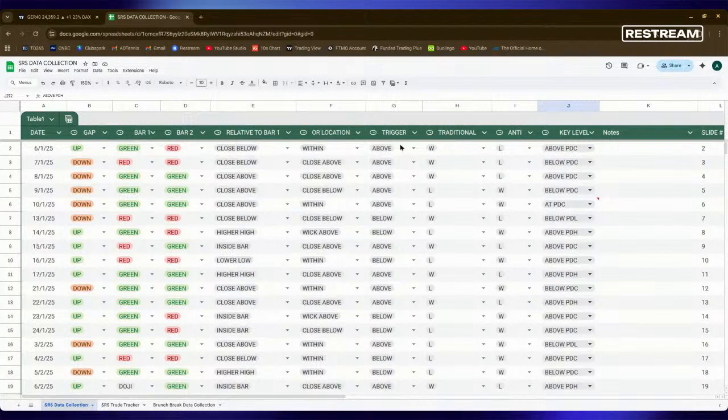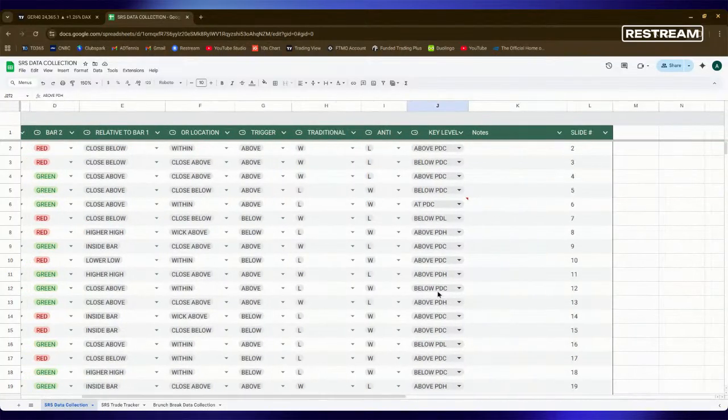Where school run triggers, whether it's above or below the second 15-minute candle, and whether the traditional school run or the anti-school run won, lost, or was break even. Traditional is buy above, sell below, and the anti is the opposite, so it's buy below and sell above. And then finally, where the school run bar closes relative to 3 key levels: the previous day's high, previous day's close, and previous day's low.